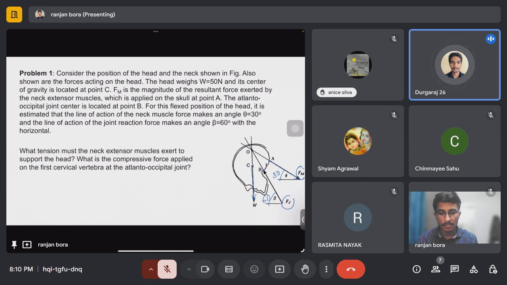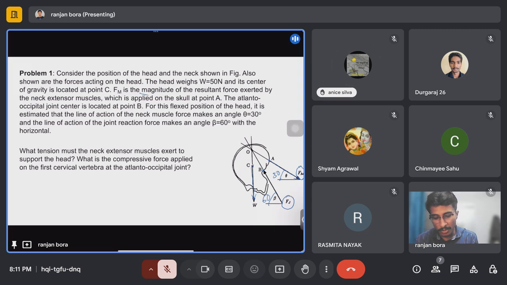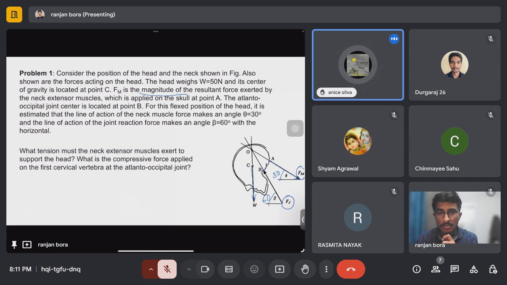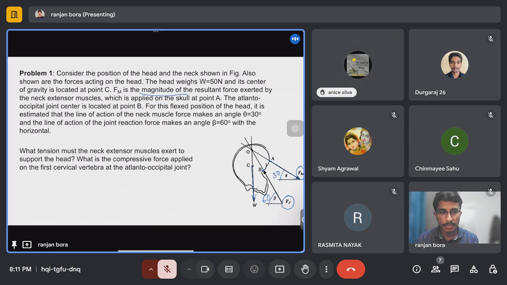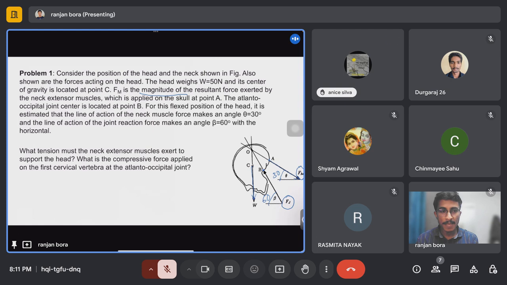Sir, what do you mean by magnitude? Fm is the magnitude of the resultant force. What does magnitude mean? Magnitude means the amount of force. Like force is a vector quantity, right? And the vector has both magnitude and direction. So direction is given by this, and magnitude means the value of the force.